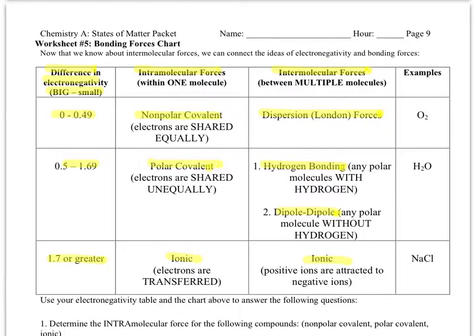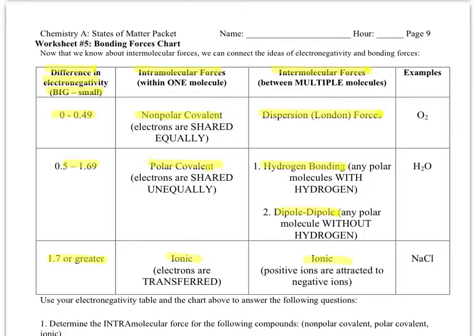This is worksheet 5 of the States of Matter packet, and in this worksheet we are going to put together what we know about electronegativity and the electronegativity chart with what we've learned about the 3 types of intermolecular forces in this packet. So you will need to refer back to the electronegativity table that's on worksheet 3, so make sure you have that handy.